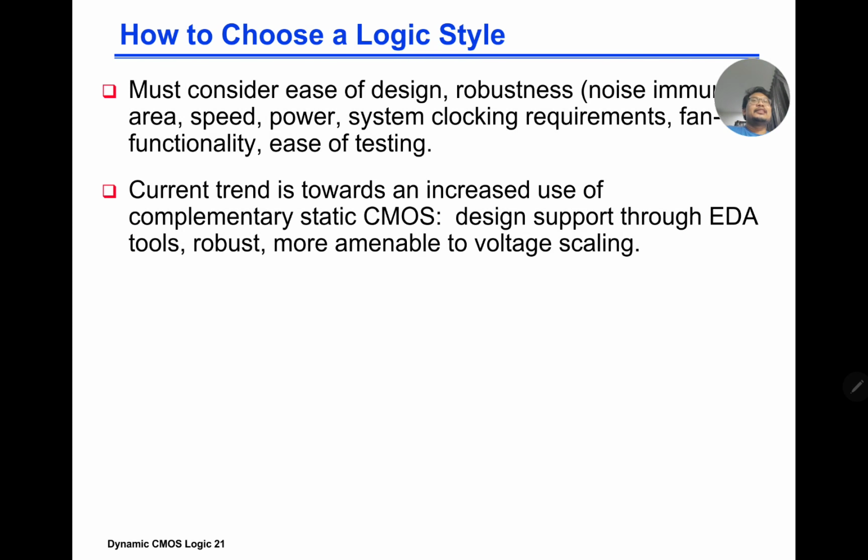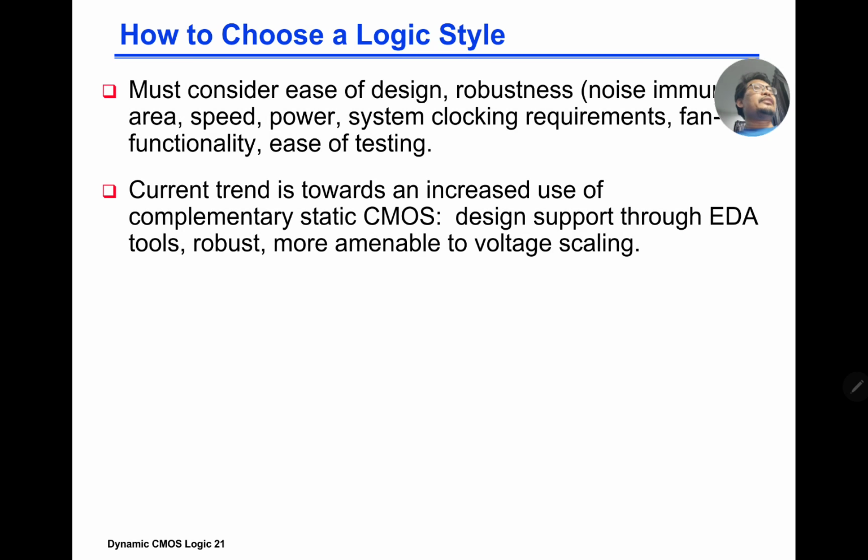So how do you choose a logic style? You must consider the ease of design. What logic styles have we looked at? We have looked at the normal static CMOS. We have looked at ratioed logic, and there are a couple of different ratioed logic styles you can consider: pseudo NMOS, depletion load, active load, resistive load. Then there is pass transistor logic, the transmission gate, dynamic logic, and domino logic. So you must consider which logic style to use.